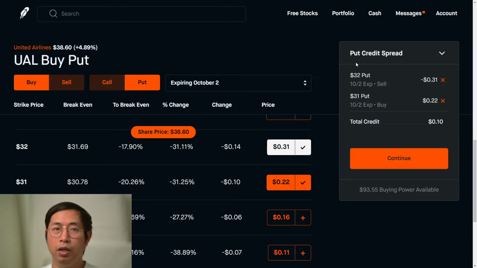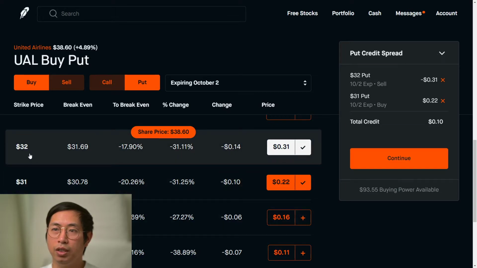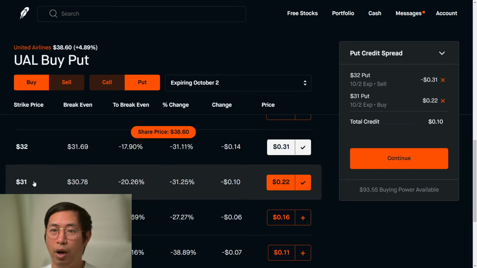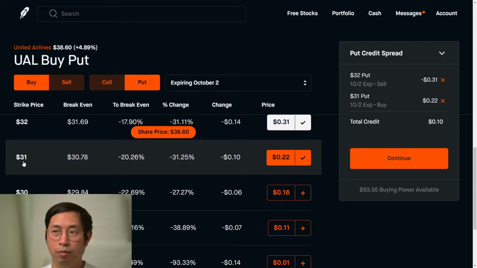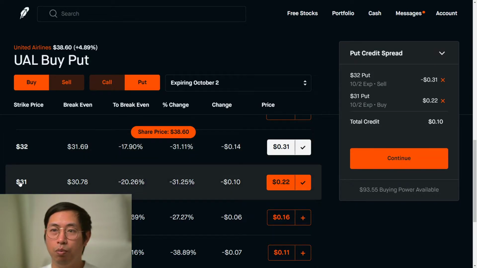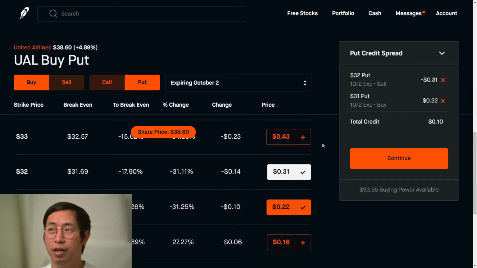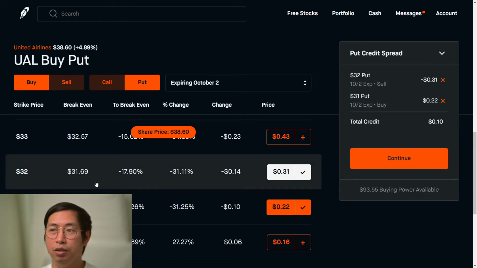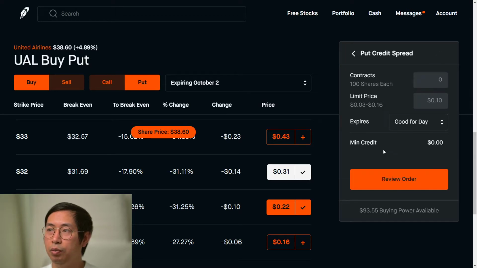As you can see here, Robinhood instantly recognized that we're doing a put credit spread because we're selling the $32 strike price put, and we're buying the $31 strike price put. When you sell a put and then you buy a put at a strike price lower than it, that's what a put credit spread is. And this basically means that you bet that by the expiration date, the price of United Airlines is going to stay above $32. You go to continue.